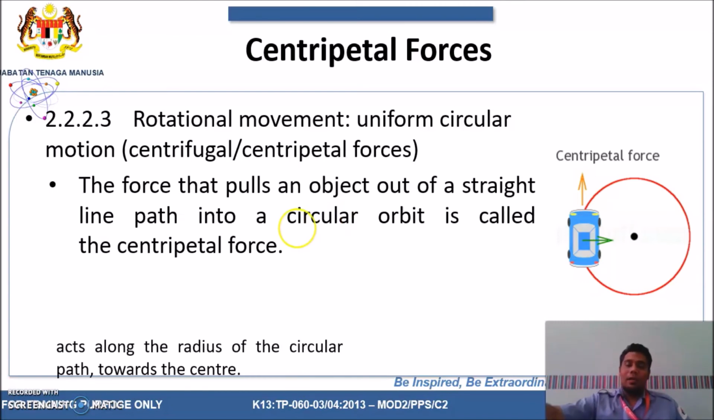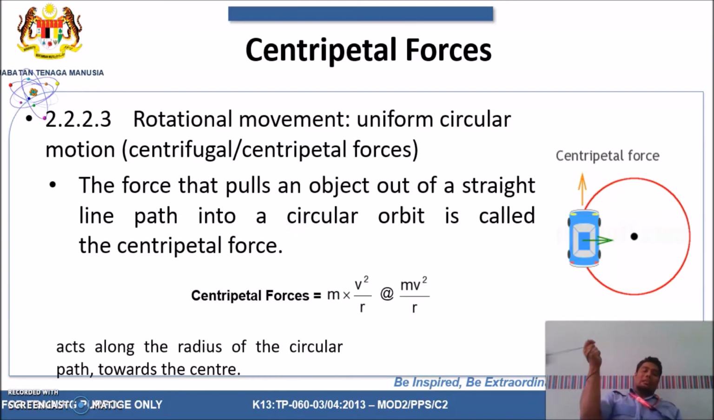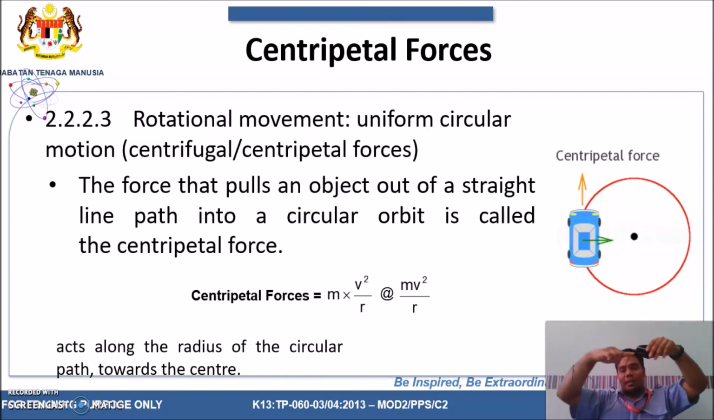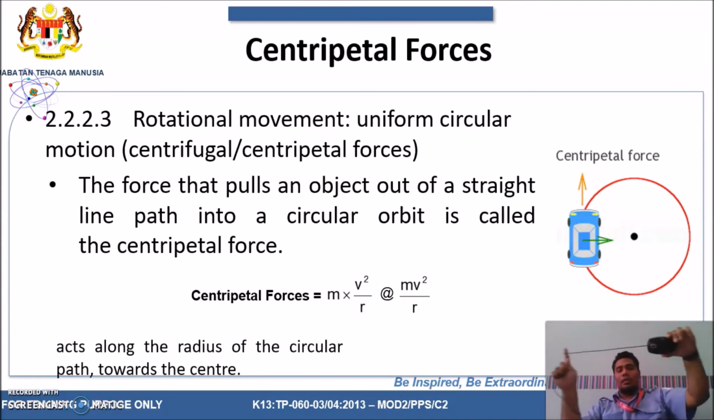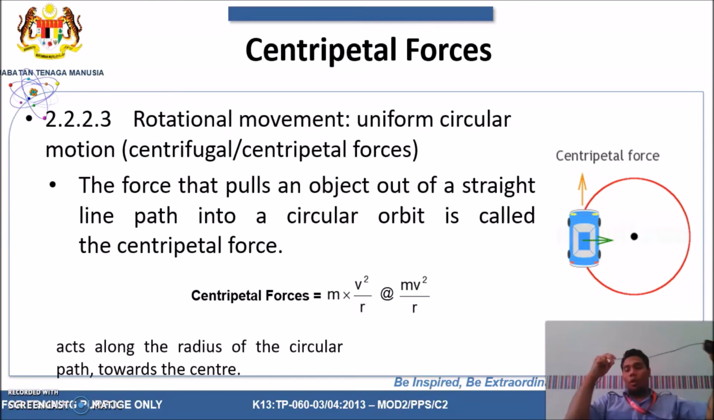Contohnya, awak ada mouse ni, ada bola pada ujung ni. Bola ni awak rotate dia. Force yang bergerak ke dalam pusat, pusat yang saya pegang dengan jari saya ni, ialah centripetal force. Yang menolak mouse ni keluar ialah centrifugal force. Ke dalam centripetal, keluar centrifugal force. Rumus dia centripetal force M times V kuasa 2 over R.